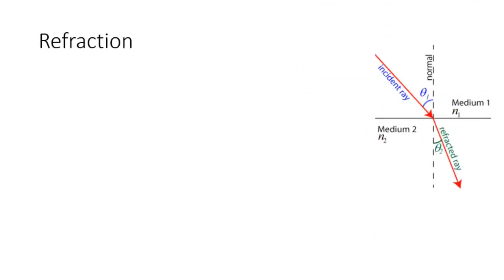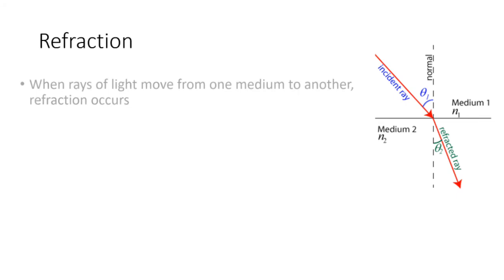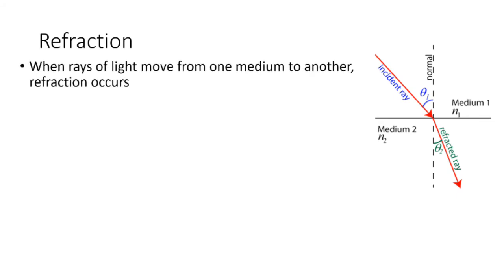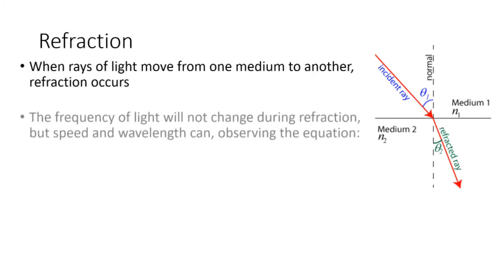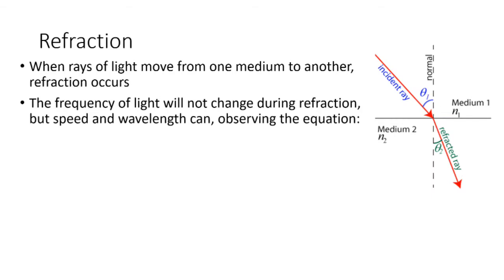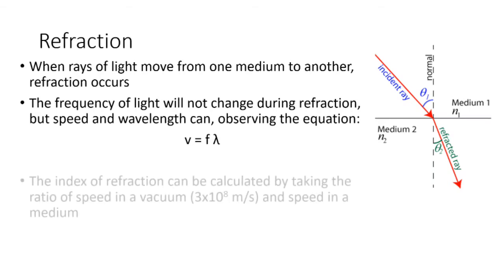So let's review refraction really quickly. When rays of light move from one medium to another, refraction occurs. The frequency of light will not change during refraction, but speed and wavelength can. Observing the equation V equals F lambda, where V is velocity, F is frequency, and lambda is wavelength.